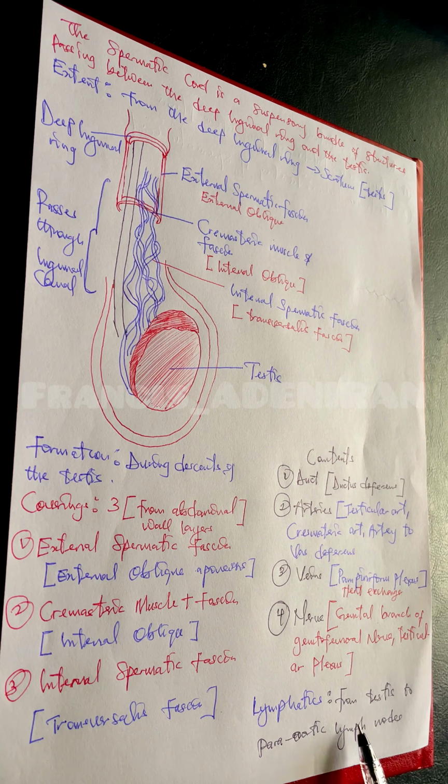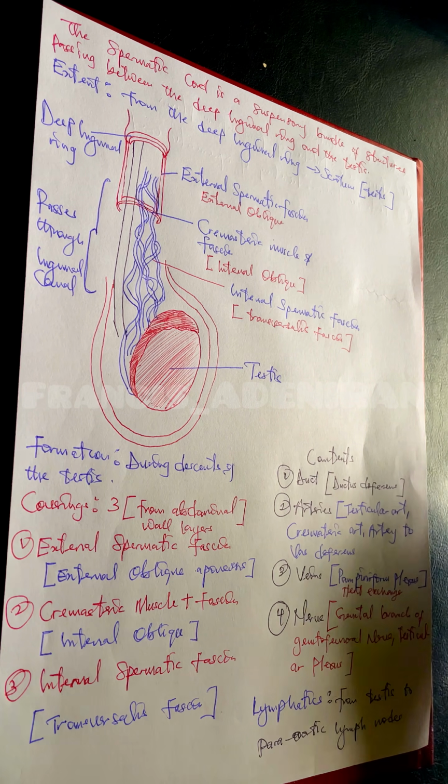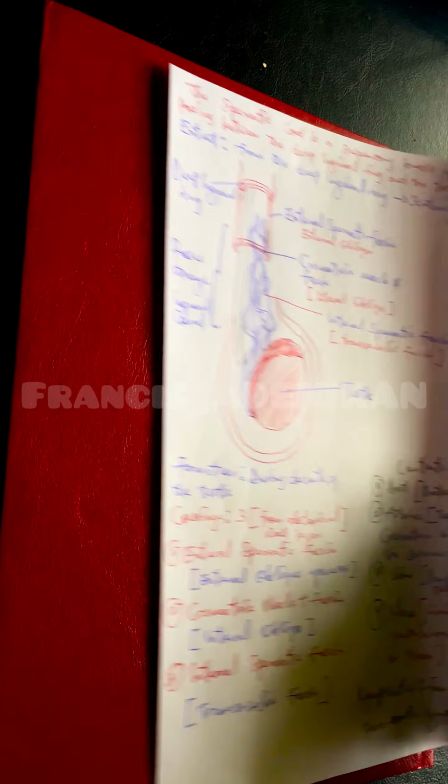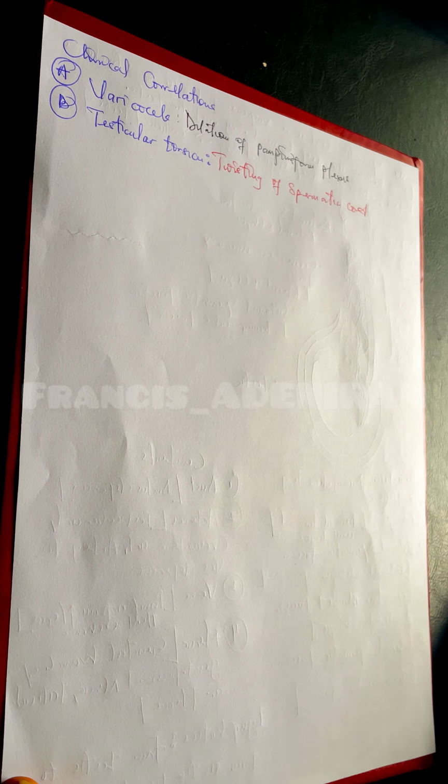The lymphatics is from the testis to the para-aortic lymph node. So let's go to clinical correlation. The clinical correlation of the spermatic cord.